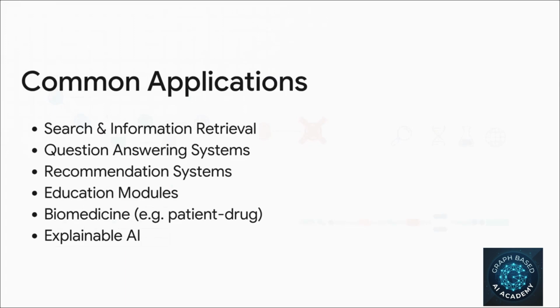Because they do such a great job of integrating structured, semi-structured, and completely unstructured info into one unified format, they're just incredibly versatile. In the literature, you'll see them popping up everywhere. They are literally the backbone of modern search and information retrieval. They power question-answering systems, like the digital assistants on your phone. They run the recommendation engines deciding what you should binge watch next. We see them used constantly in educational modules and heavily in biomedicine to model super complex things like patient-drug interactions. Lately, they're even becoming absolutely essential in explainable AI, offering transparent logic paths so we can actually see how an AI reached a specific conclusion.